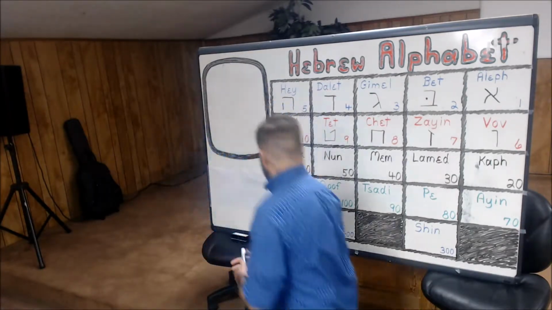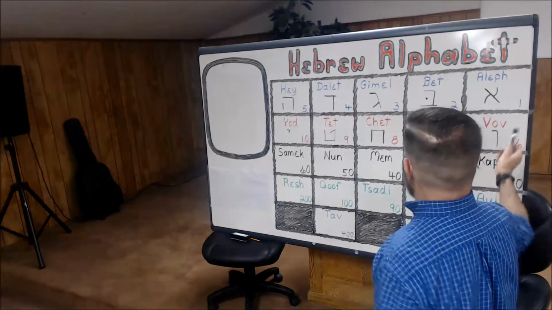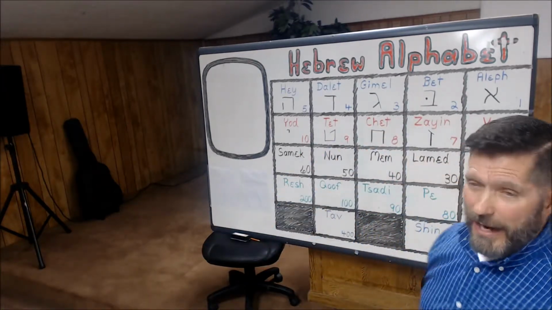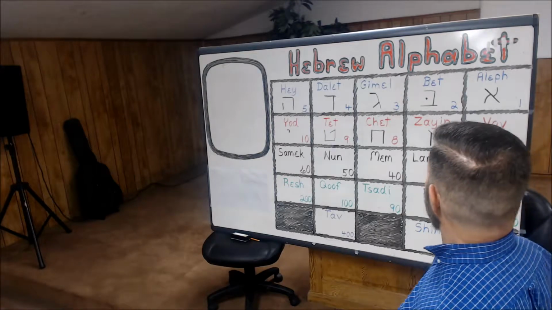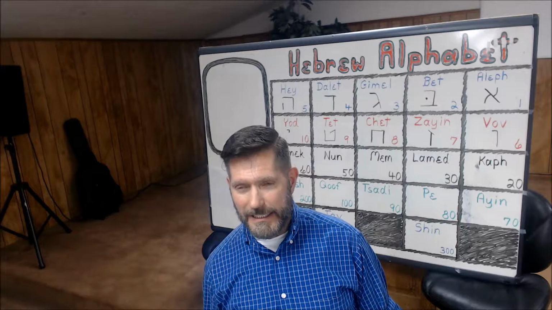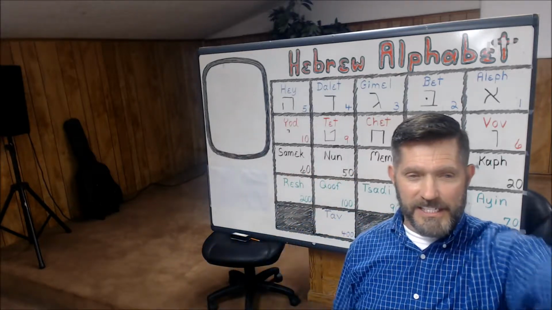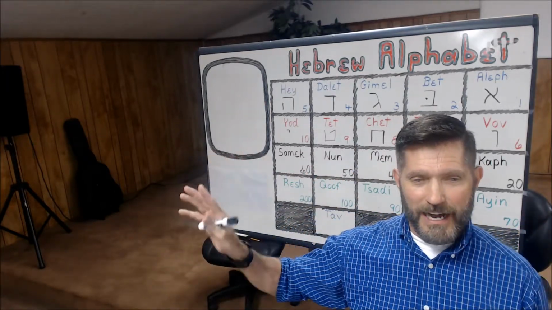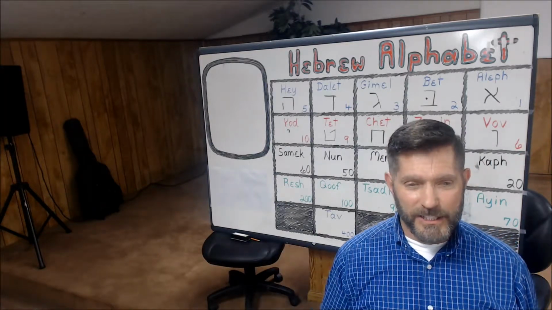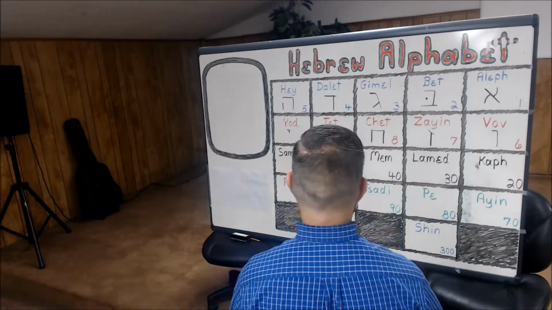Remember, we've got almost half of the alphabet already done. The first five, close your eyes. Let's say them out loud. Aleph, Bet, Gimel, Dalet, Hey, that's the first five. Second five: Vav, Zayin, Het, Tet, Yod. Very good. Very, very good.